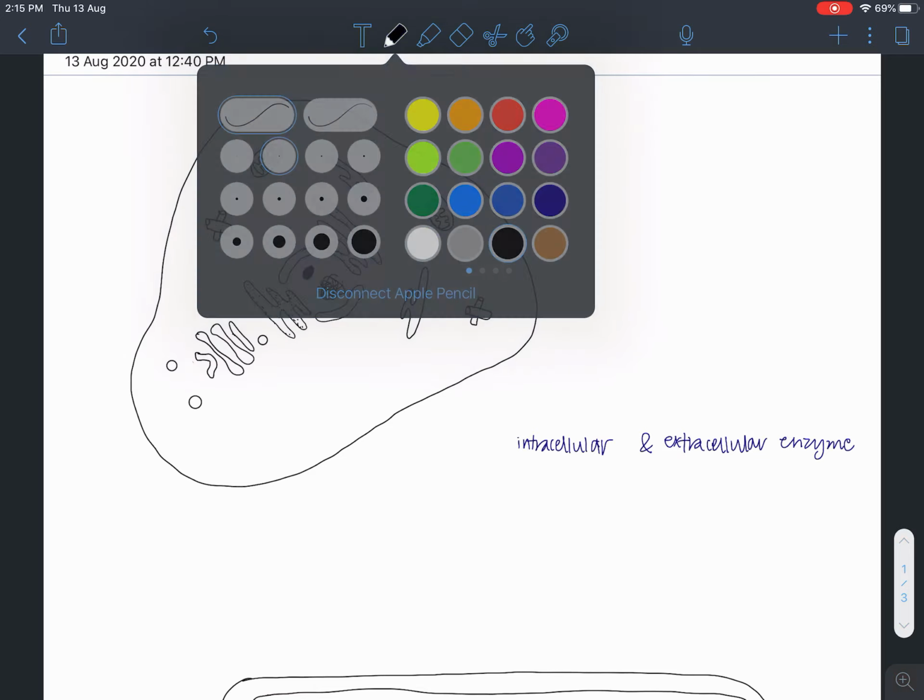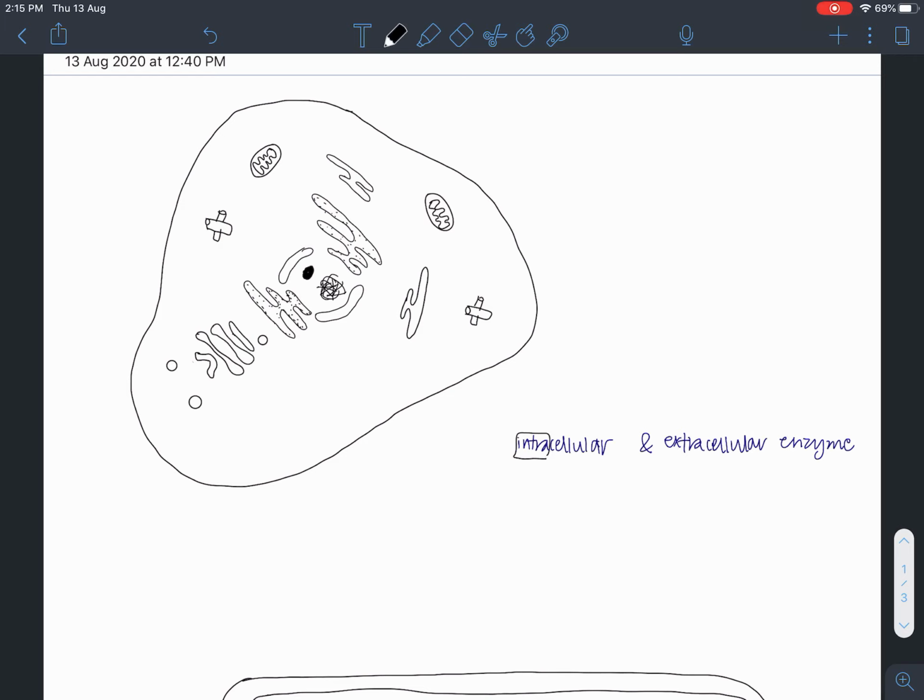And what is intracellular and extracellular? Intra stands for inside. So this is for the enzyme which is used inside the cell. While extracellular, extra means outside.